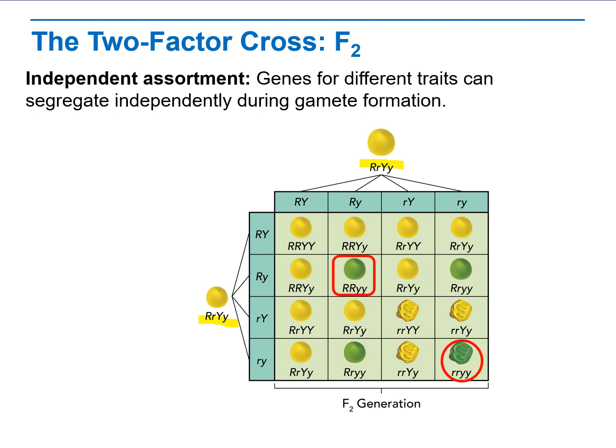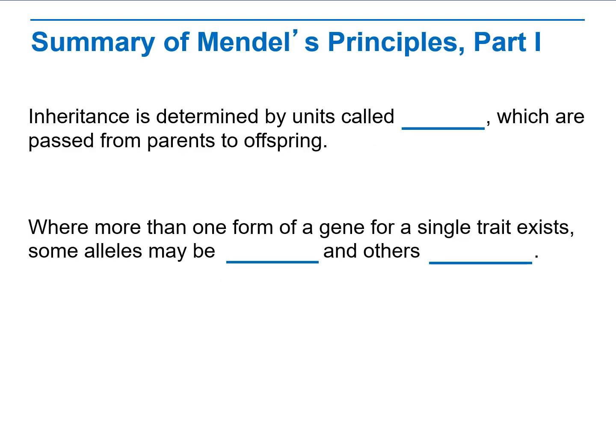Remember, Mendel didn't just get 16 plants. He got many, many plants. So this is showing a ratio, not an actual number. So independent assortment is a law, a principle that Mendel defined. Independent assortment says that genes for different traits can segregate independently during gamete formation. In this case, this was demonstrated by the 9:3:3:1 ratio of phenotypes.